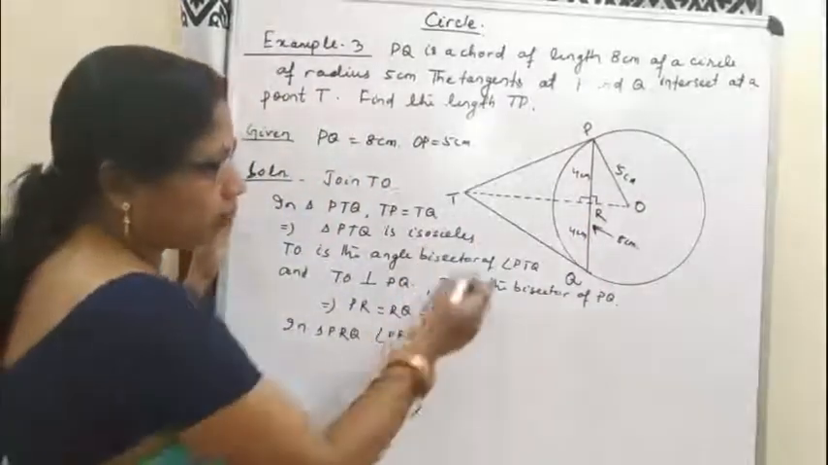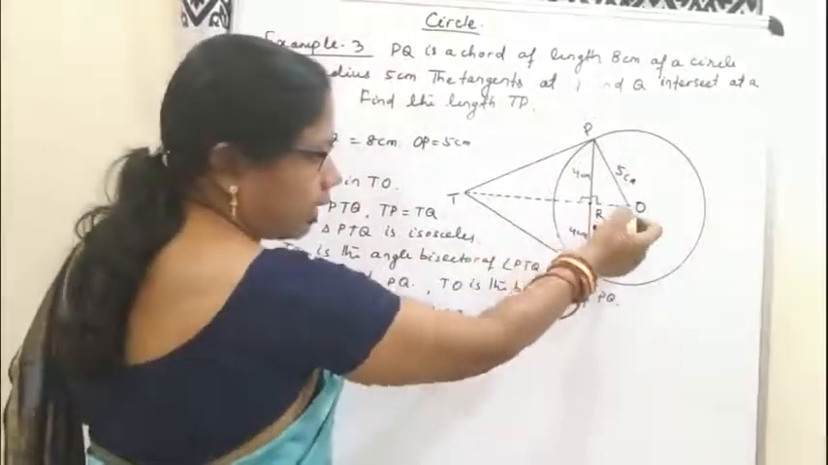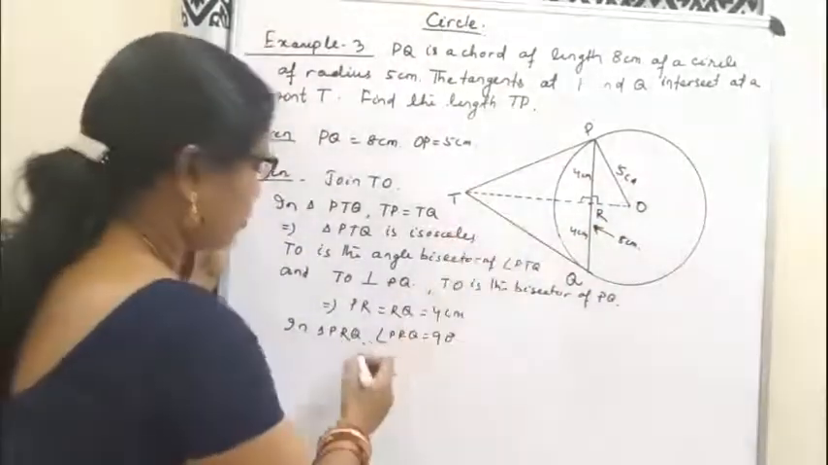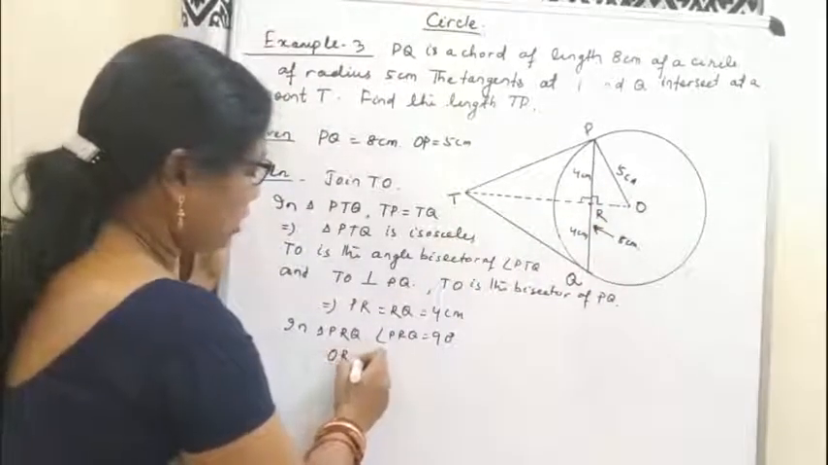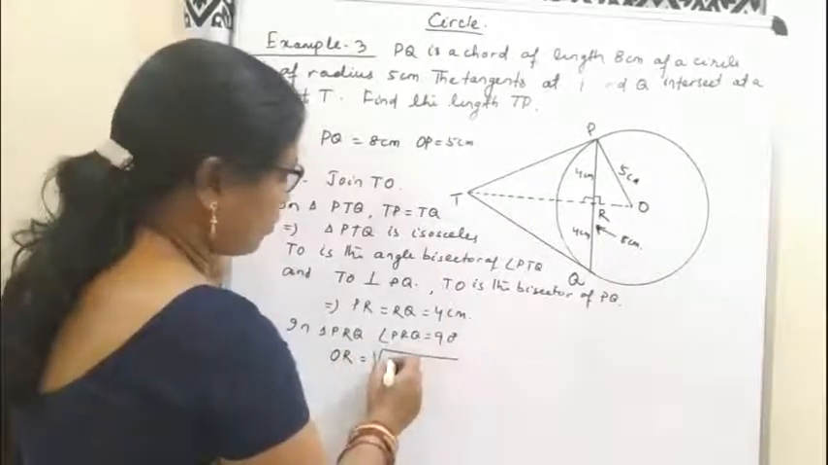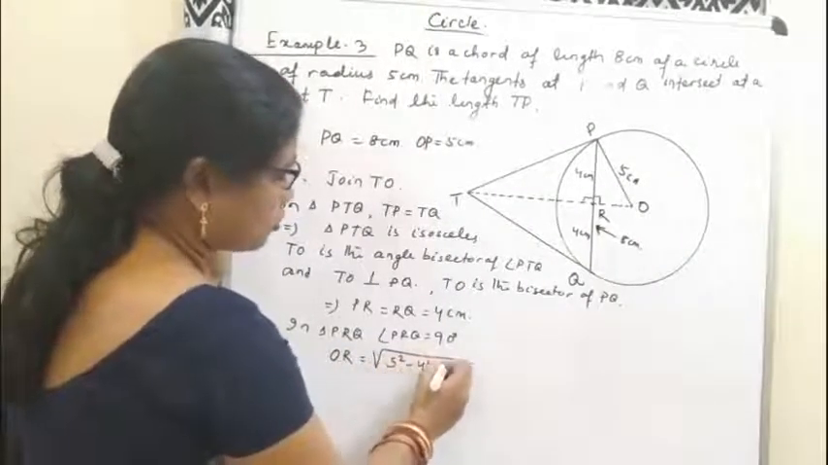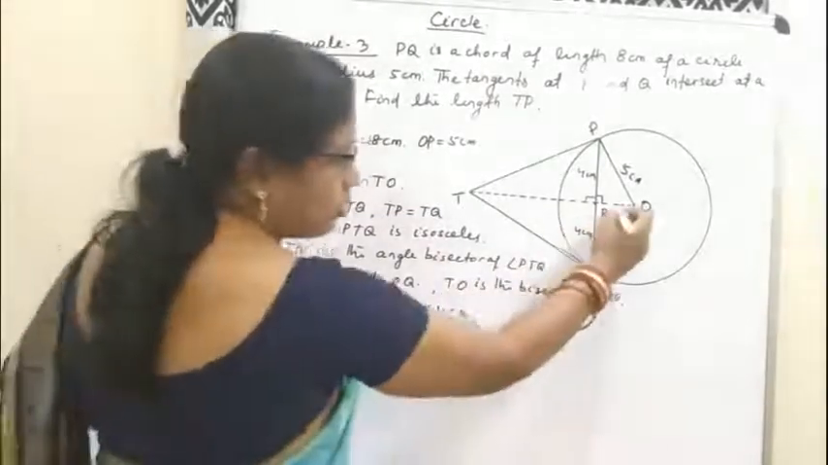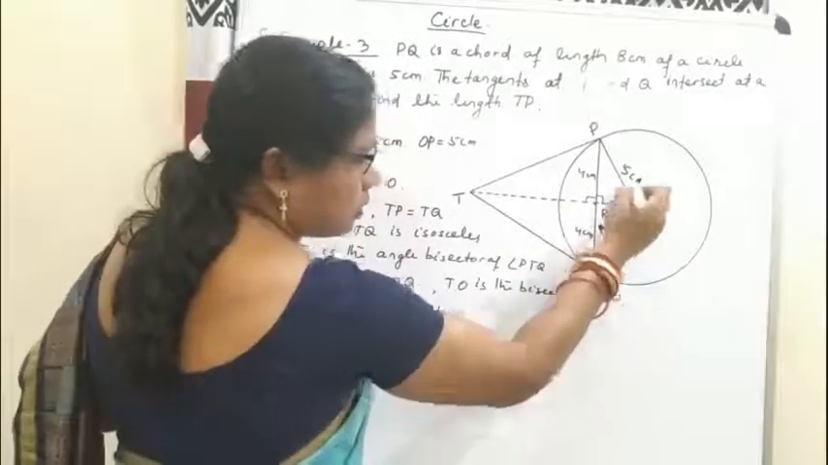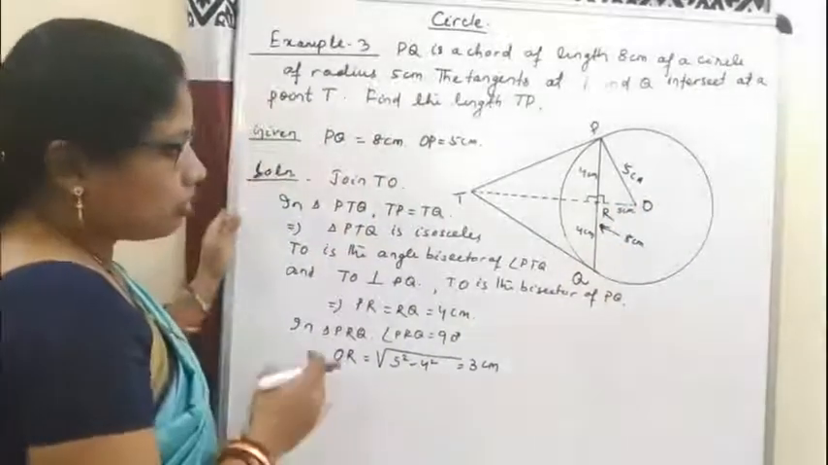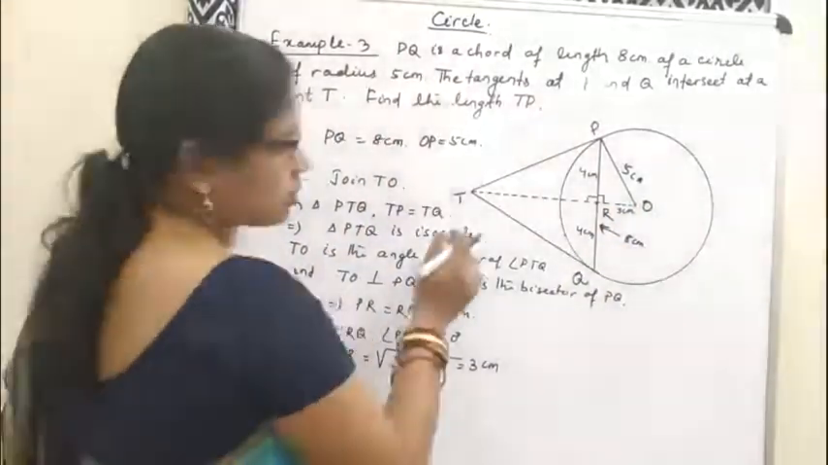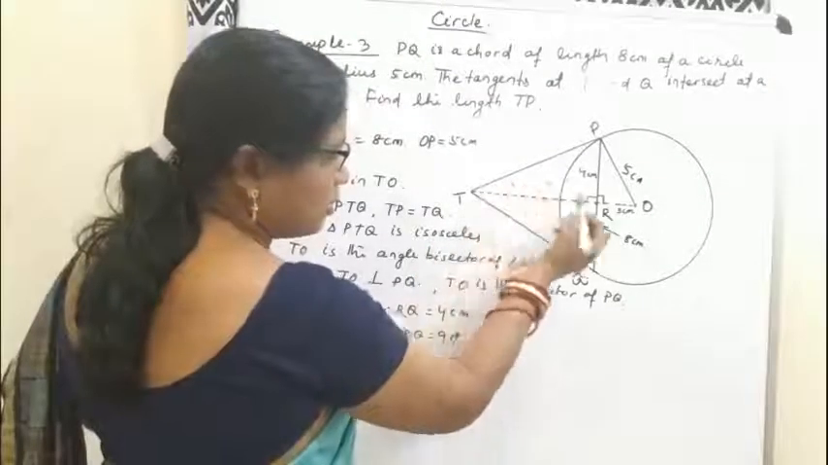So in right triangle PRO, we can apply Pythagoras theorem to find OR. So OR is equal to square root of 5 square minus 4 square. So this is equal to 3 centimeter. Our OR is equal to 3 centimeter. So now compare two triangles. Let us consider what is the relationship between these two angles.